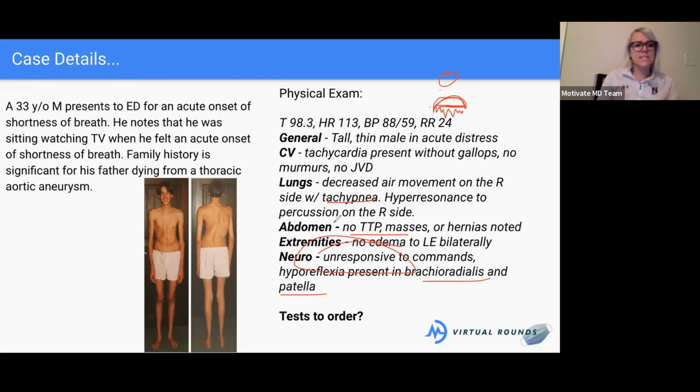Now, what test do you guys want to order? This guy's acutely short of breath. He's tachypneic. Are his reflexes symmetrical? Yes, they're hyporeflexive, but symmetrical bilaterally. Good question. Now, what are you guys ordering? You guys have control of the orders, both lab tests and imaging. What do you guys want to see on this guy?